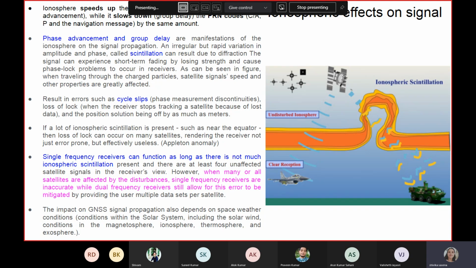So how will the observation data show you that this has occurred? It will result in errors like cycle slips, phase measurement discontinuities, loss of lock, as well as the position solution being off by large errors, like in meters. So if the position estimate, which is the main goal of GPS, is being off by a large amount, like errors in meters, then obviously the ionosphere is posing quite a problem.